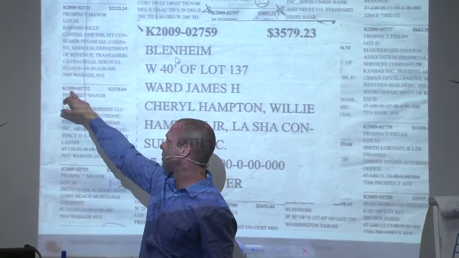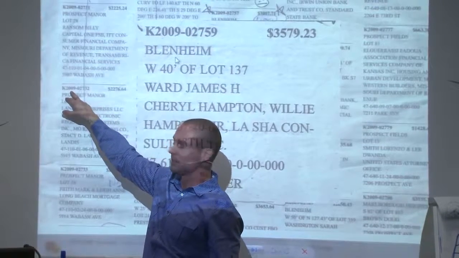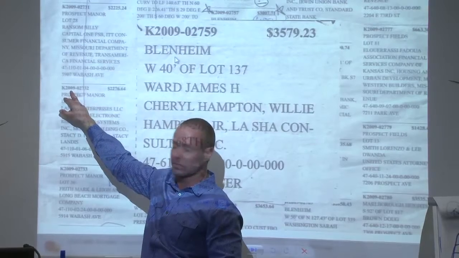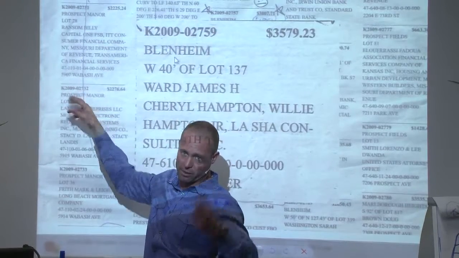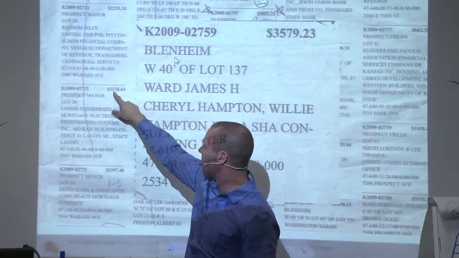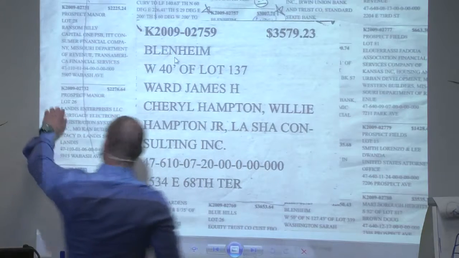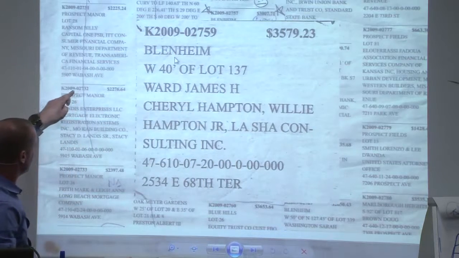So this was a 2012 sale. This tells me 2009, that's the first year of the delinquent taxes. So this is from the 2012 sale, 3 years later: 9, 10, 11, 12. Boom. This is the sale. This thing started at the opening bid amount of $2,276.64. So this tells me when the taxes are delinquent from.